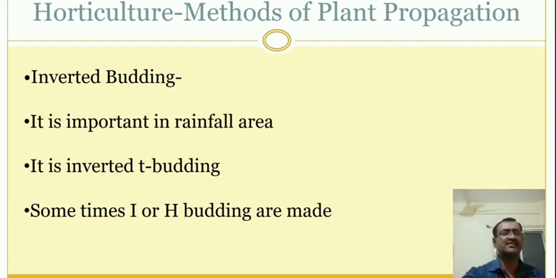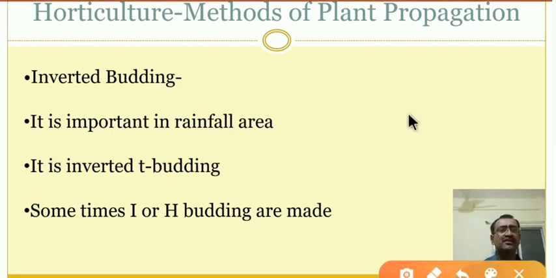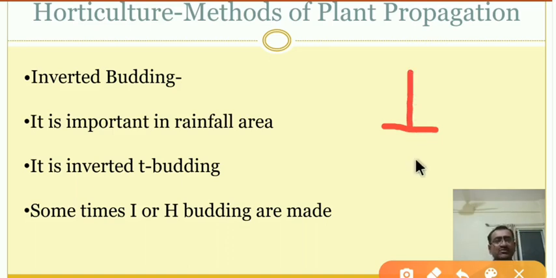Let us see. For example, this is the horizontal section and this is the vertical section. In T budding, the horizontal section and the vertical section are in a downward direction. This is the T budding and this is the inverted form of the T budding. So it is known as inverted budding. It is important in rainfall areas.